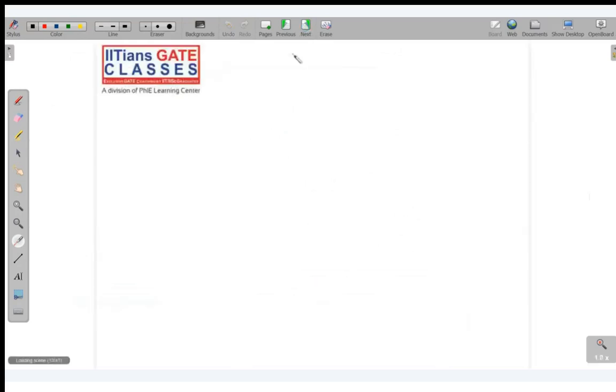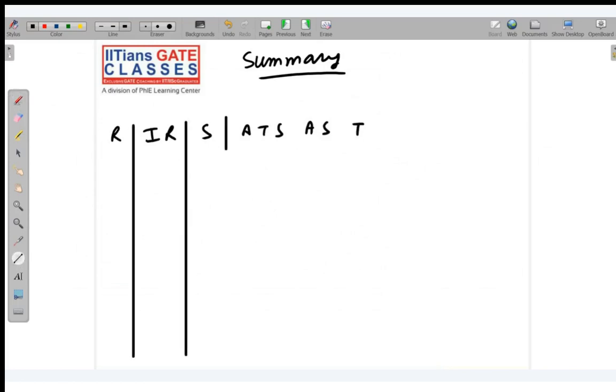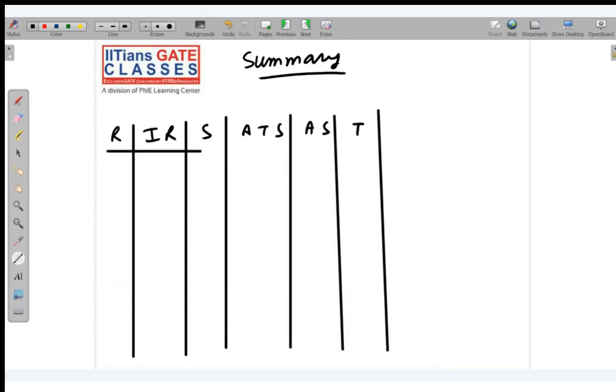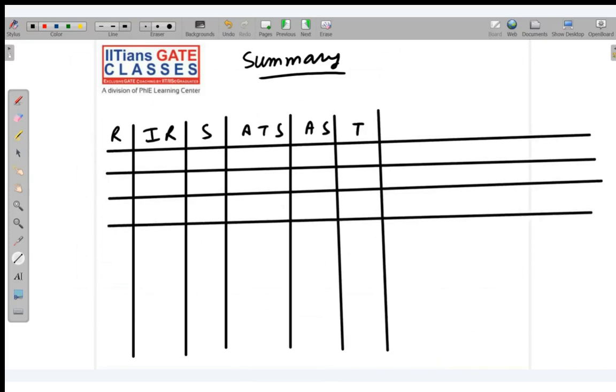Okay, so now I will show you some examples. Finally, the summary. We will build the summary. The summary is very, very important. So what do we have? Reflexive, then irreflexive, symmetric, antisymmetric, asymmetric, transitive. So we will take a few examples now. We will build this table.